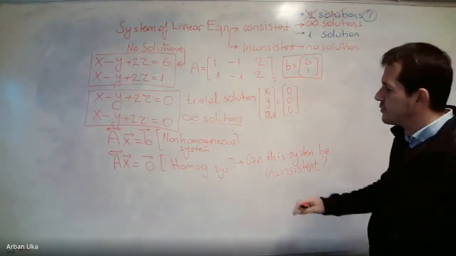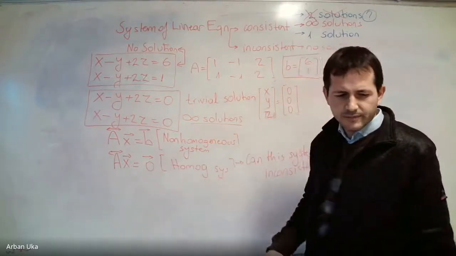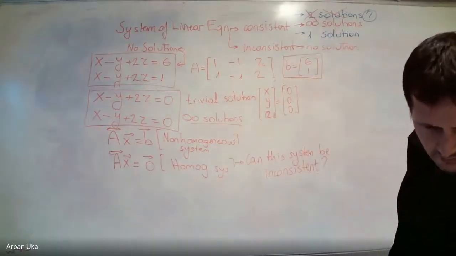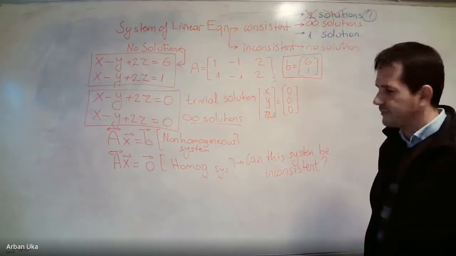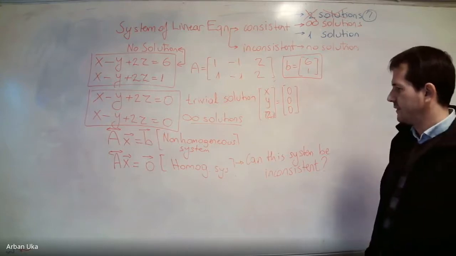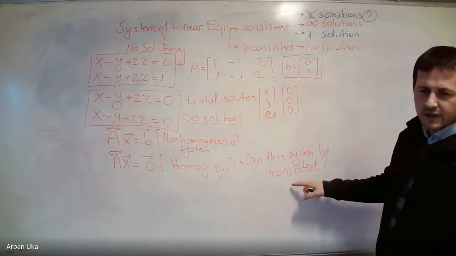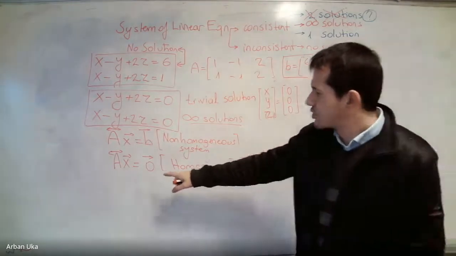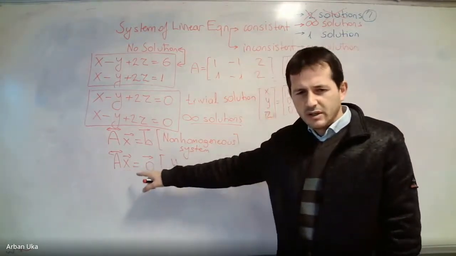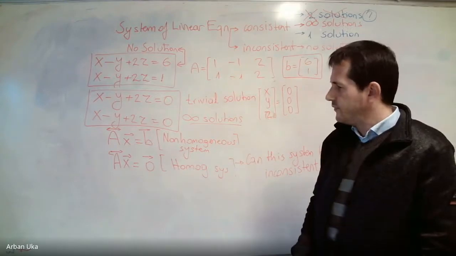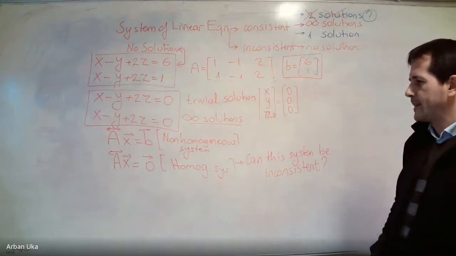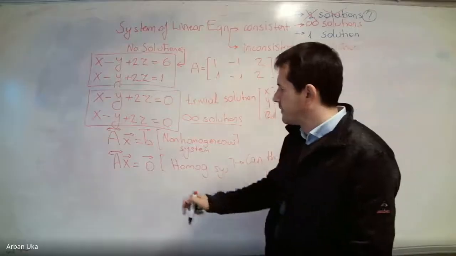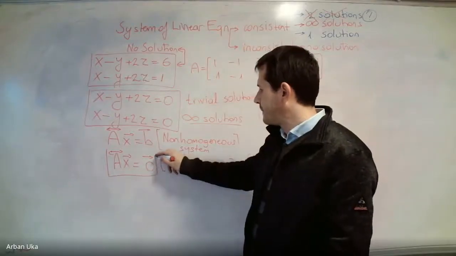Which means that, is it possible that this system has no solution? Yes, no? To be inconsistent means that this system has no solution at all. Now, I don't think so. Why? Because in this system, there are numbers that you can tell, of course.